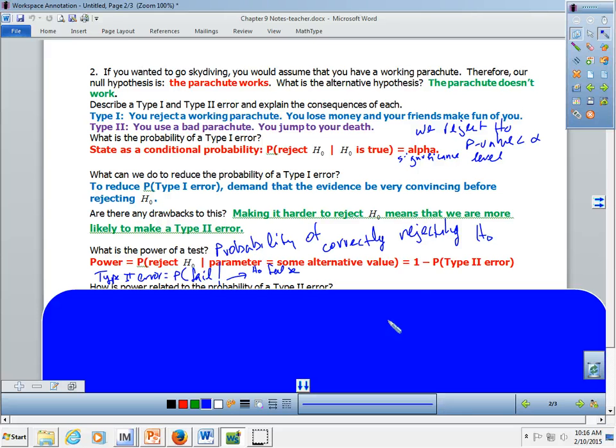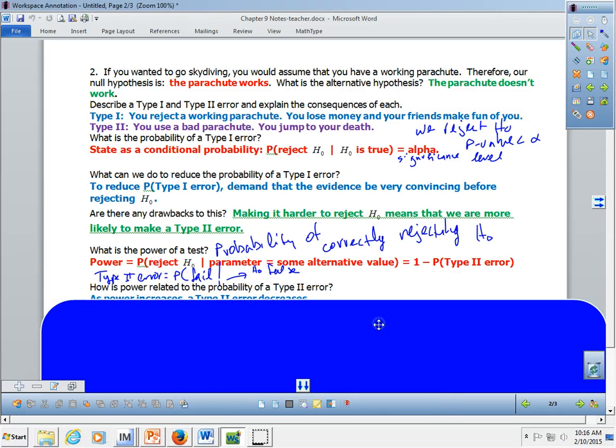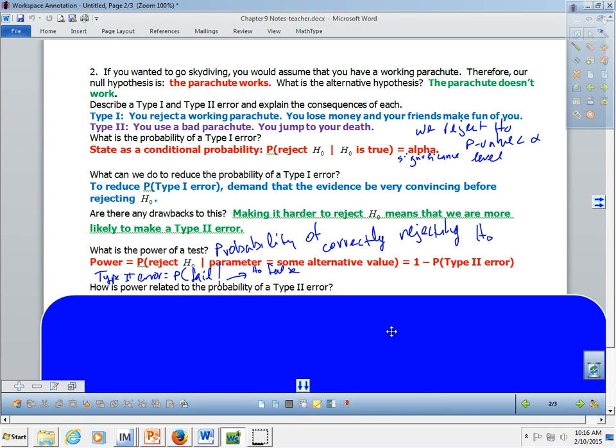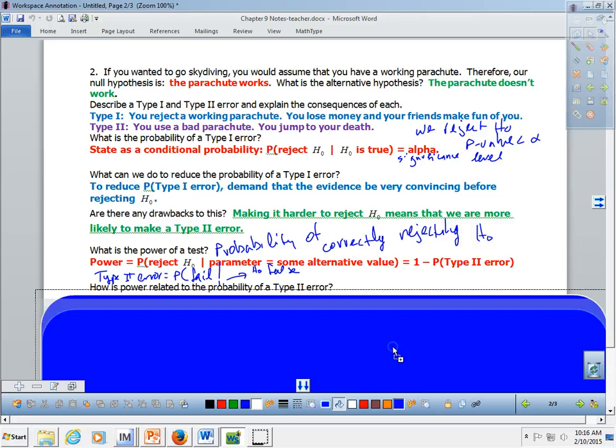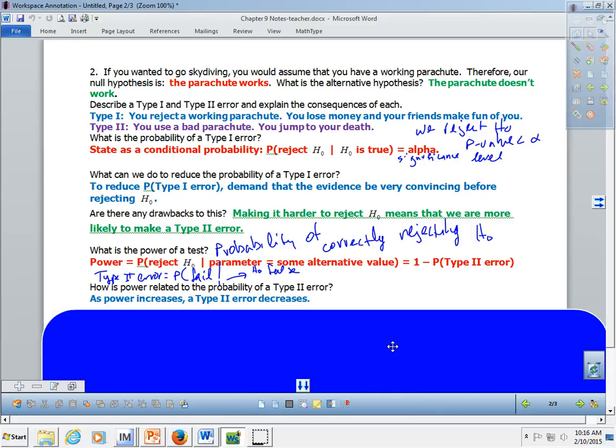And then how is power related to the probability of a type 2 error? Well, that should make a lot of sense, right? If the probability of a type 2 error increases, then power is going to decrease, and vice versa. As power increases, a type 2 error decreases.